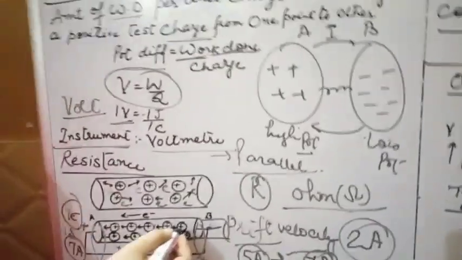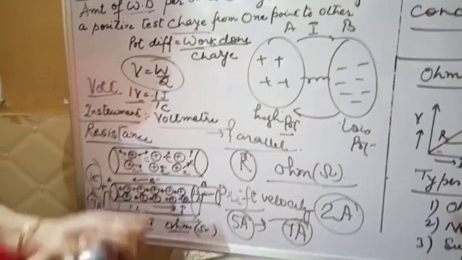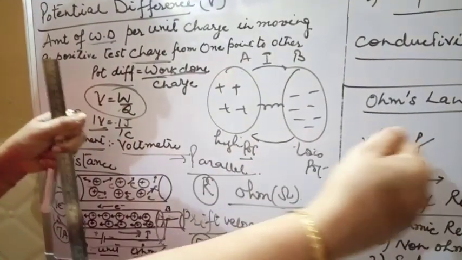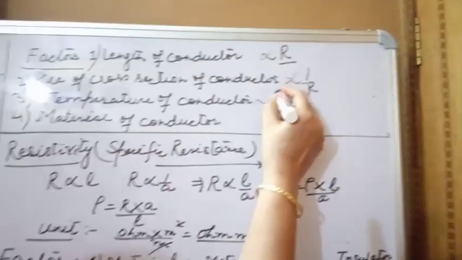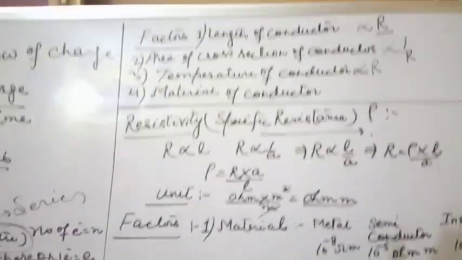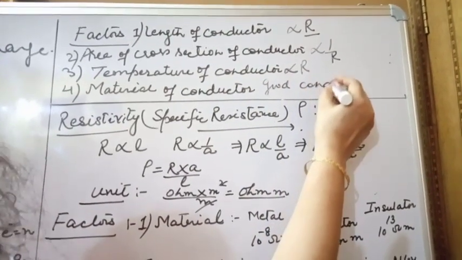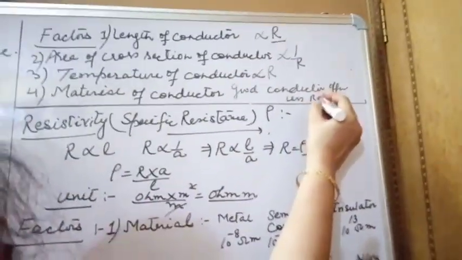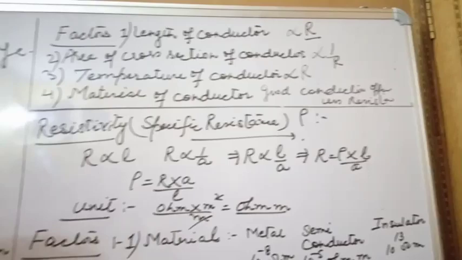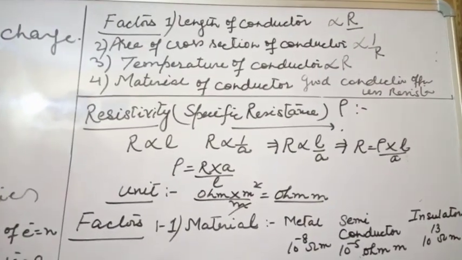Third, temperature. When temperature increases, the velocity of the electrons will increase. As a result, they will collide more strongly. If anything strikes more strongly, there are more chances to destroy it. In the same way, resistance will increase because fewer electrons will reach the end A. Third is material. Good conductors offer less resistance. The better the conductor, the less the resistance. For example, metal is a good conductor, so it has less resistance because it has more free electrons.